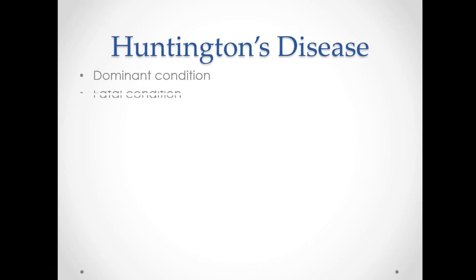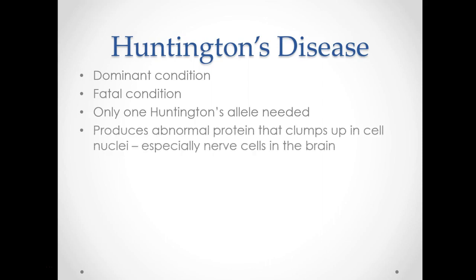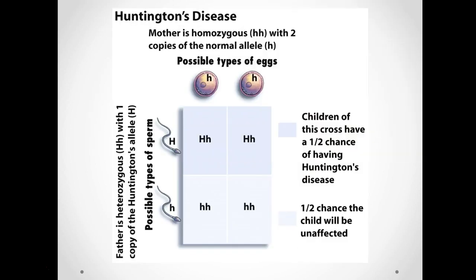So Huntington's disease, again, I mention it because it's a dominant condition, and unlike achondroplasia or polydactyly, this happens to be a fatal condition. So this is something that leads to a shortened lifespan. And these abnormal proteins that clump up specifically in nerve cells in the brain eventually cause a whole host of problems. So again, what's interesting about Huntington's is the actual symptoms don't begin to appear until about midlife.